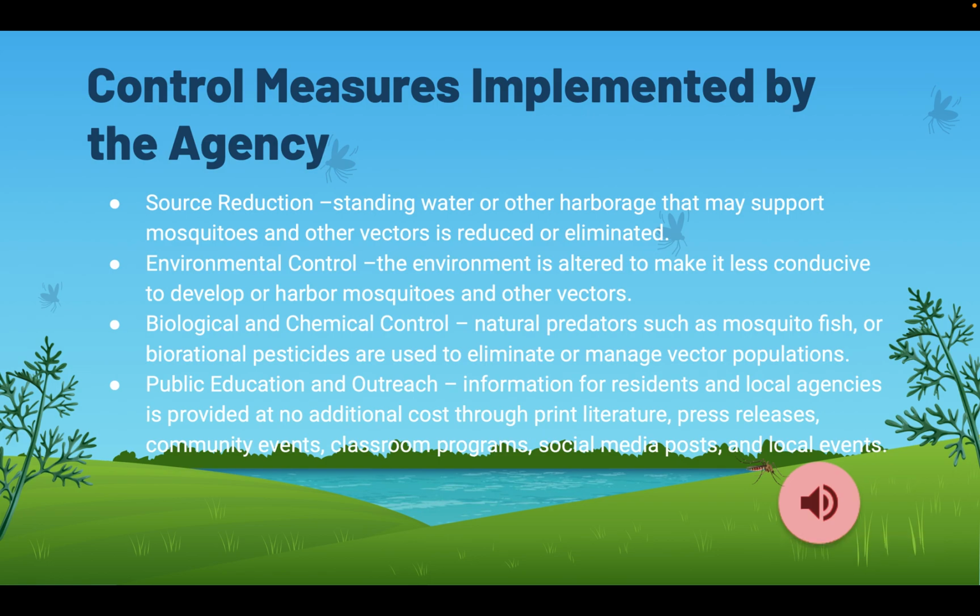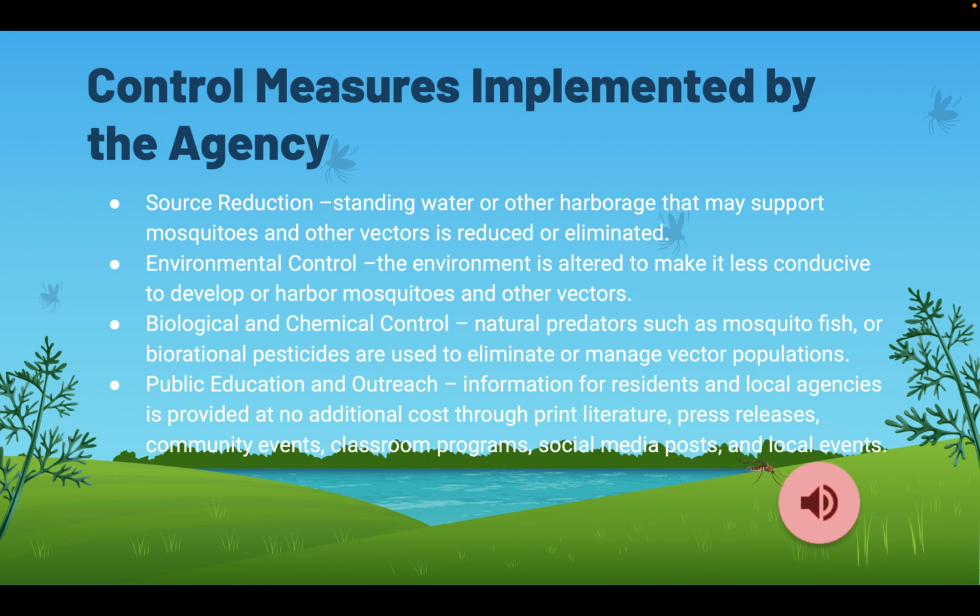Hello class, my name is Joelle, and today in this slide I will be talking about the control measures implemented by the Greater Los Angeles County Vector Control District. So this agency uses 4 different control measures, one being source reduction, where standing water or other harborage that may support mosquitoes and other vectors is reduced or eliminated.